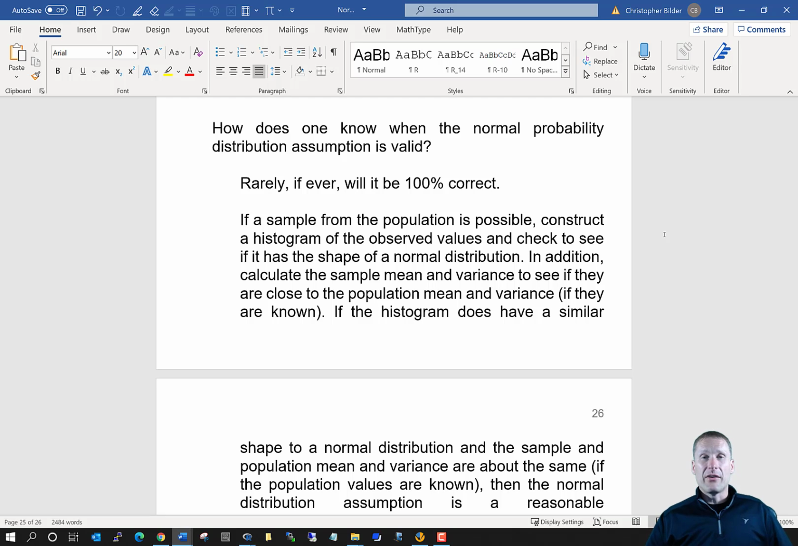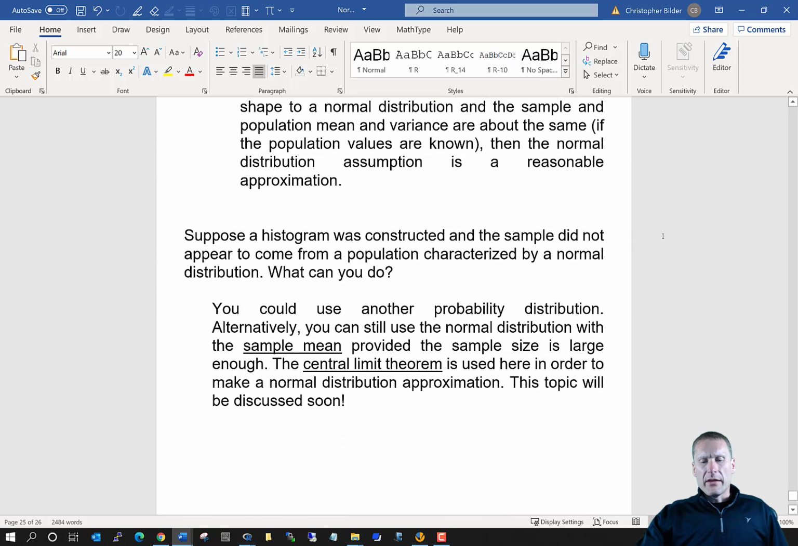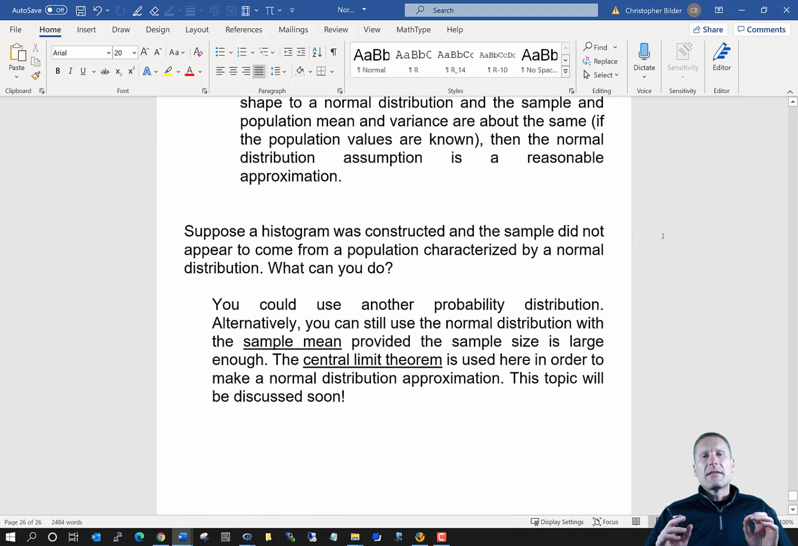Well, what can you do? There are other probability distributions out there. But there are also ways where instead of working with y itself, suppose you work with the sample mean of the y's. And in that particular case, as long as you have a large enough sample size, generally speaking, let's say 30 or more, you can still work with a normal distribution, but now with y bar, that sample mean. The reason why that can be done is through what's called the central limit theorem, which is something that we will talk about soon in our course.